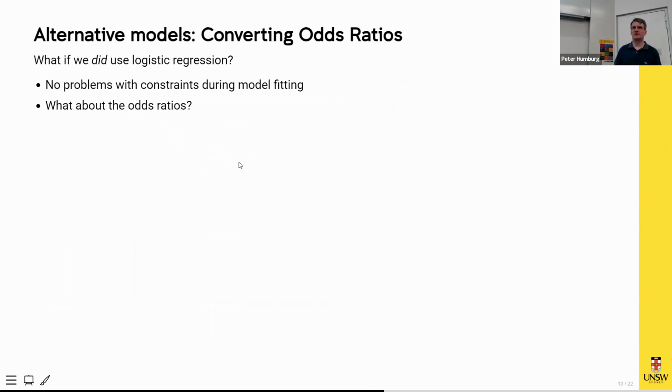Okay, but what if we did use logistic regression? I mean, we know logistic regression works for this type of data, right? It's a sort of tried and true model. It doesn't have the issues with constraints. In most cases, it just works, right? So that seems attractive, but it gives us odds ratios. And we don't want odds ratios, we want relative risk, right? Because relative risk we can understand.